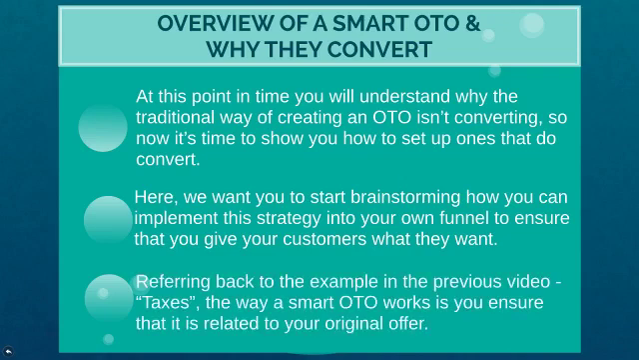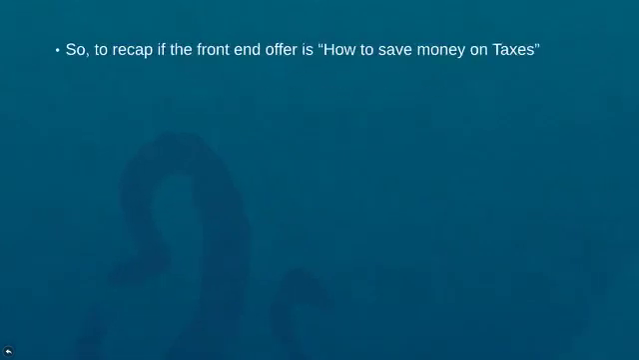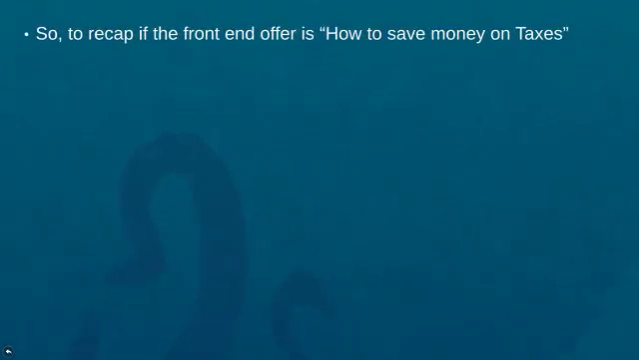So referring back to the example in the previous video, taxes. The way a smart one-time offer works is to ensure that it is actually related to your original offer. Now you might be thinking, well, that's a no-brainer. I do that all the time, or that should be easy. But really, let's just take this as an example.